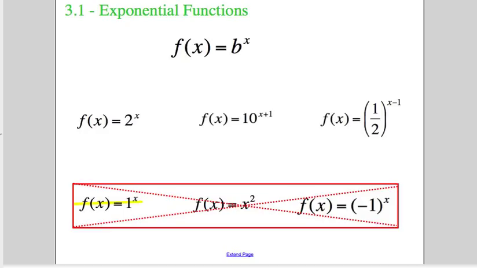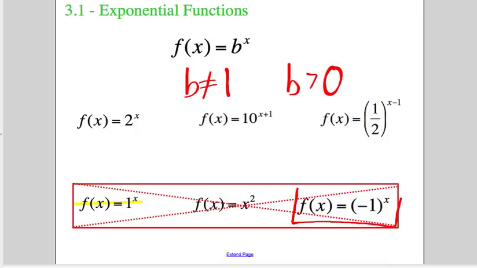First of all, b cannot be 1. That's the first restriction. b cannot equal 1, because if b equals 1, that's just silly, because 1 to the x is just 1, no matter what you plug in for x. The second requirement for this function is that b is greater than 0.